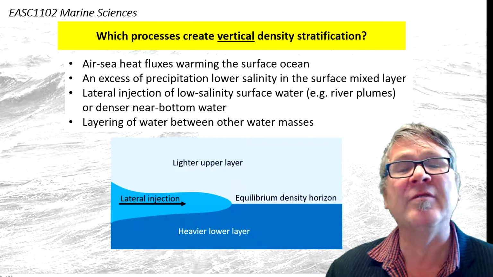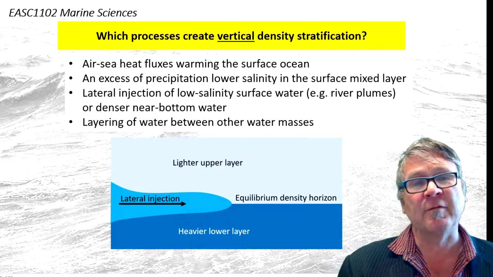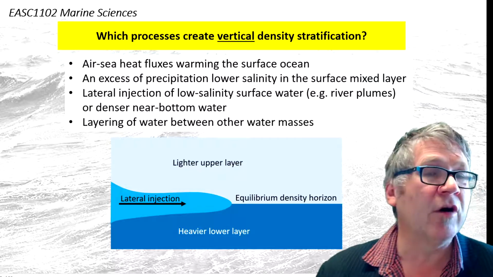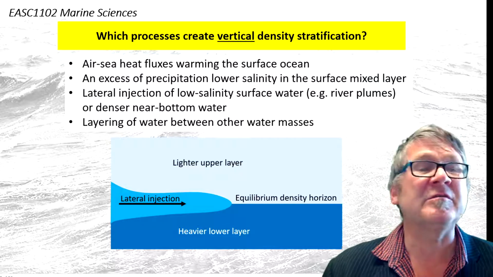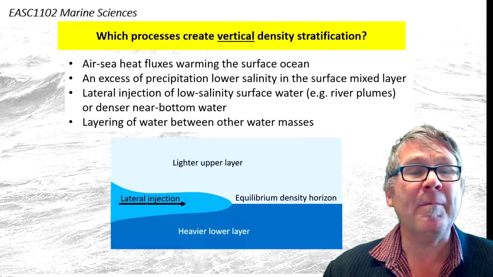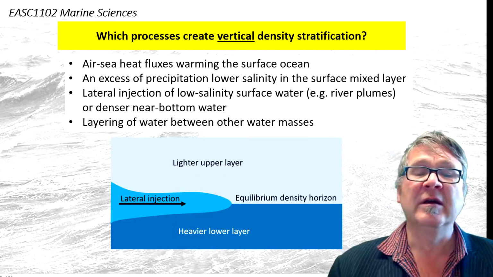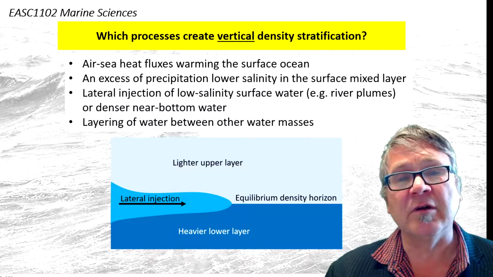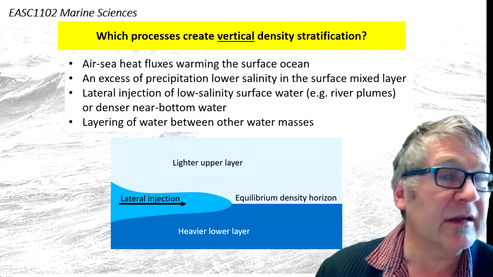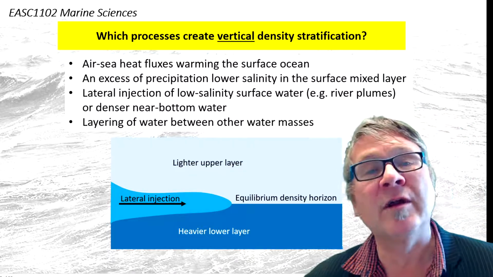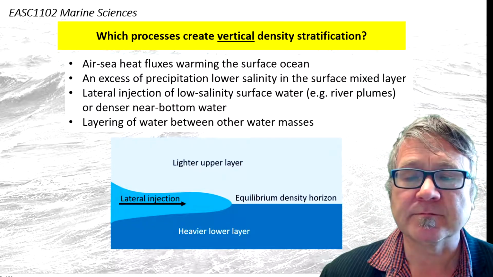You can actually have the layering of water between other water masses. You have laterally from the side comes the injection of a water mass, which has a density just between an upper layer and a lower layer, and which spreads along in so-called equilibrium density horizon in the ocean interior. Okay, this one does not create stratification because the stratification already exists, but it modifies the stratification.